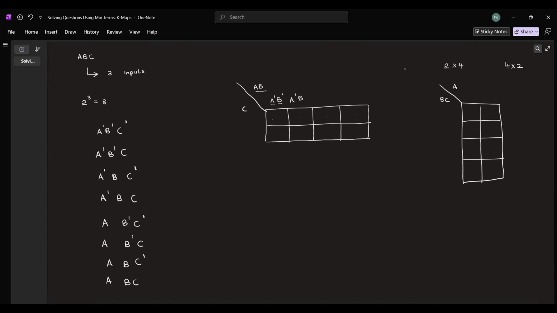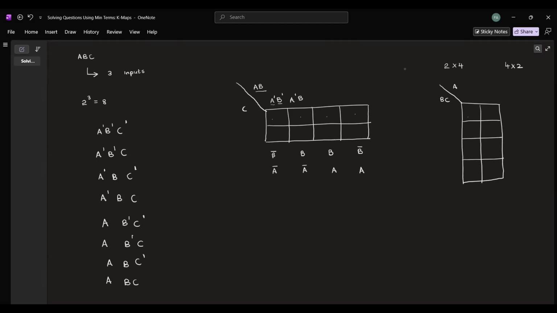Then, since B bar and B are here, okay, here B is absent, right? That's the meaning. B bar means B is absent. Here B is absent. Here B is present. If you consider this, here also B should be present. That's the order. Here also B should be present. And finally, B can be absent here. And here, if you think about it, A is absent here, A is absent here. Then A should be present here, A should be present here.